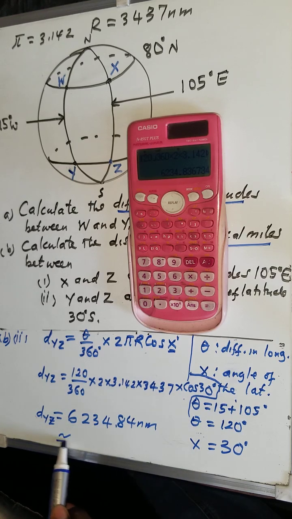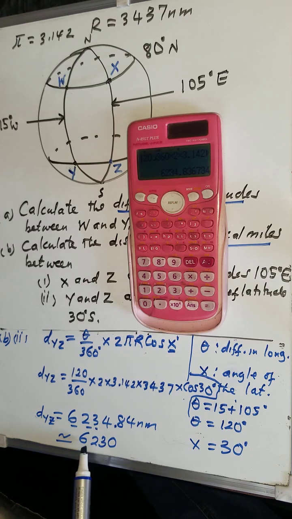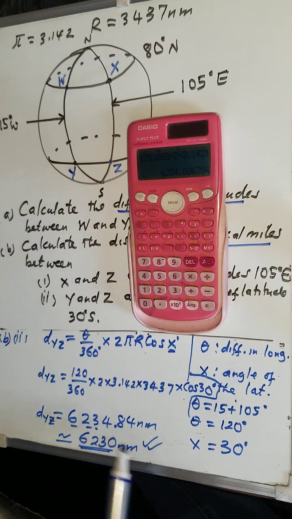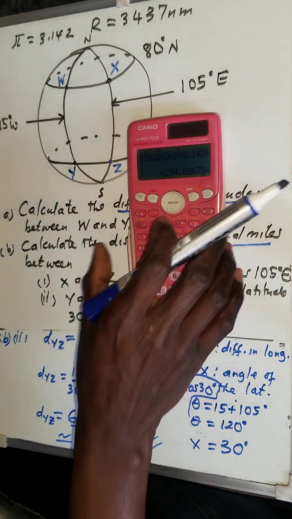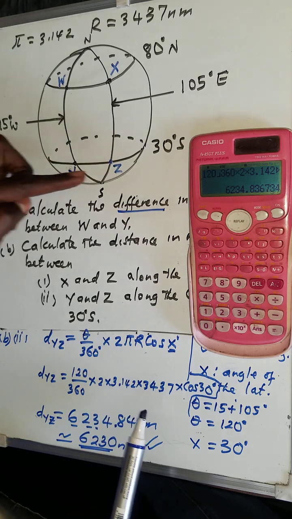But of course, like they tell you in the exam, to 3 significant figures, I can count 1, 2, 3. So I look at the number in front, it is less than 5. So it will give me 623. Remember, before the decimal point you can put the 0 for the place value, so that is going to be 6,230, and that is in nautical miles. So that is the distance between y and z. That is the way you can calculate it.